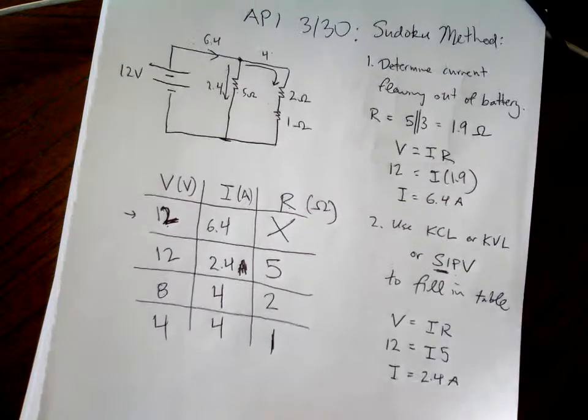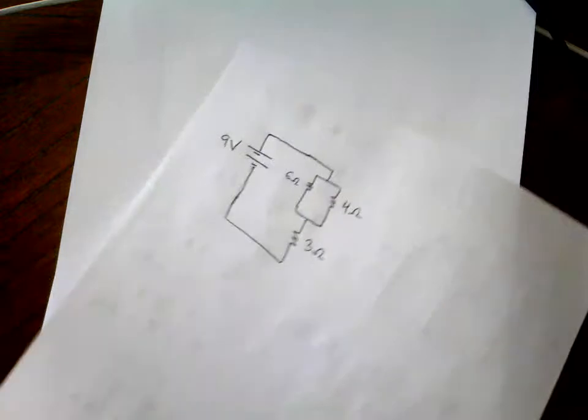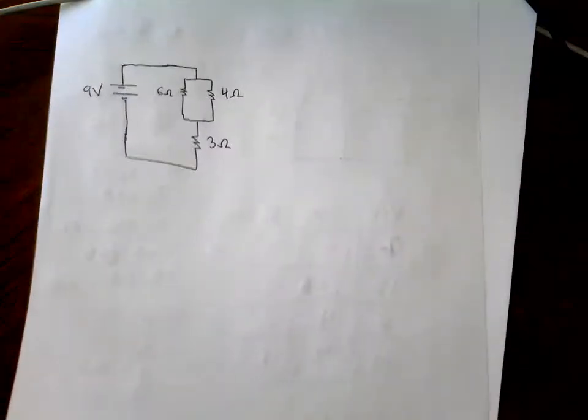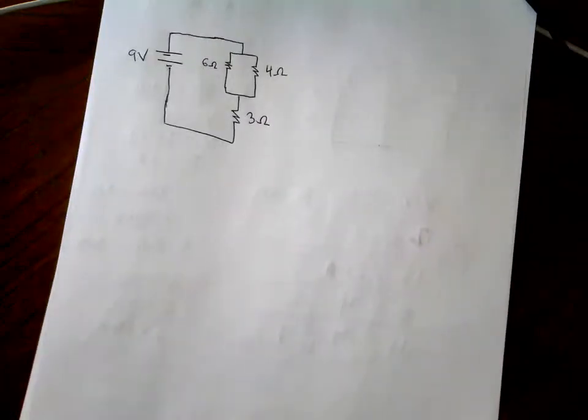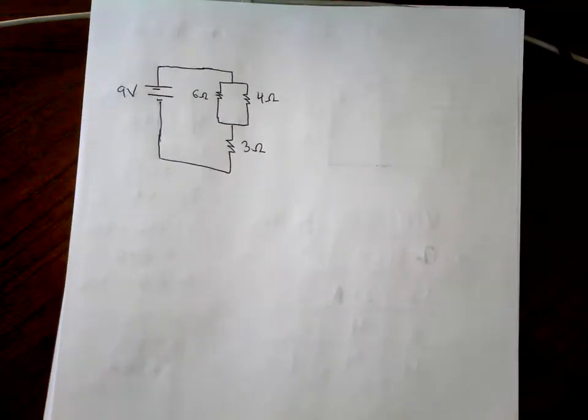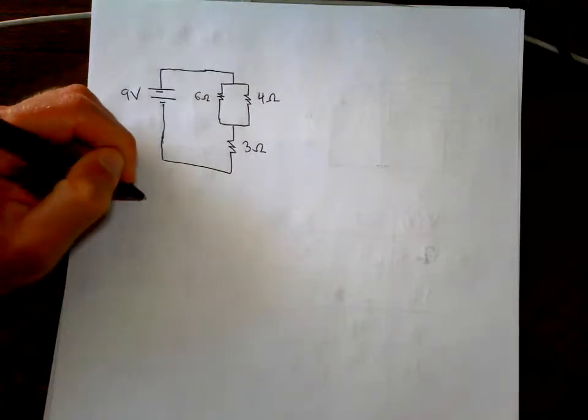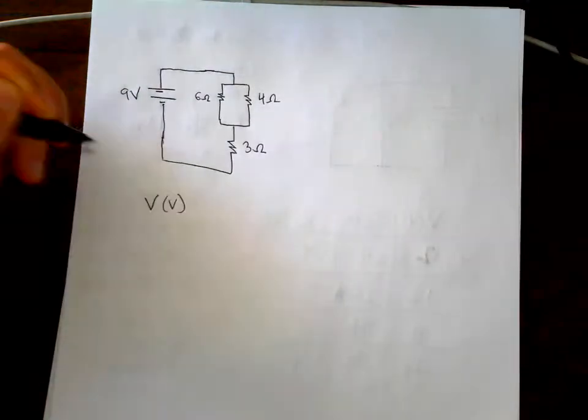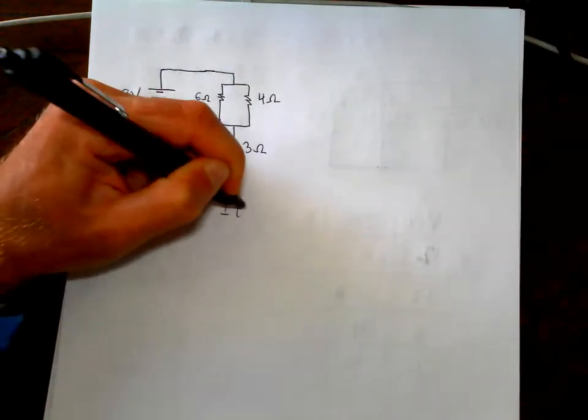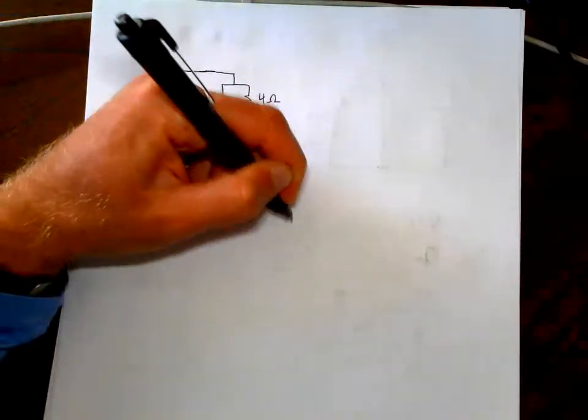We're going to do one more example, which I already drew. I actually did some preparation this time. So let me make my table. My table is V, I, and R.